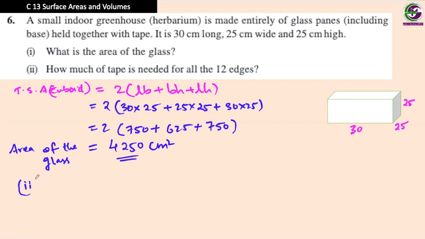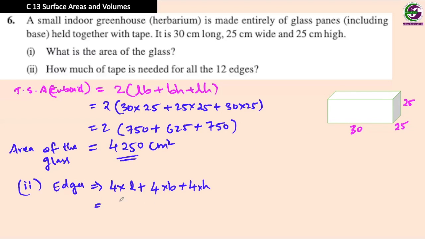Part 2. How much of tape is needed for all the 12 edges? Can you guess what are the edges? We have 12 edges, which is the length, and on the other side also length. So 4 times length. So edges will be 4 times length plus, again we have 4 times width or the breadth, again 4 times height, 1, 2, 3, 4.